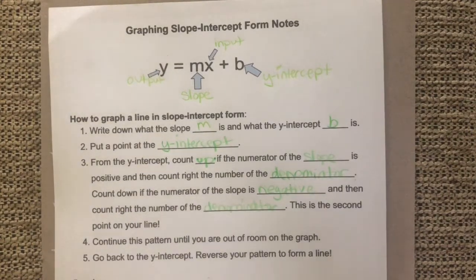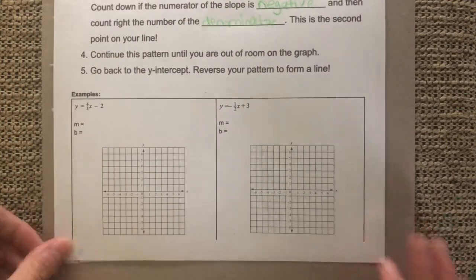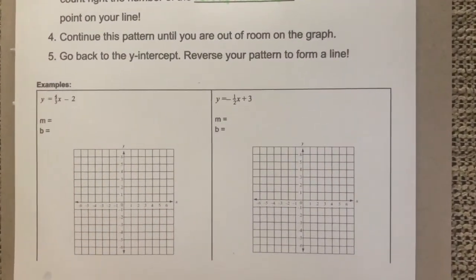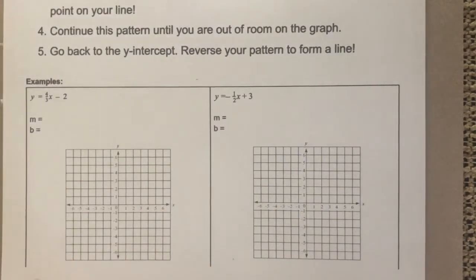So we're going to do two examples together. They're on the bottom of your notes. Zoom in a little bit. So we're going to graph these two examples. And the first thing I need to do, again, I know I can't see the notes up here, but you should have them written down, is write down what the slope m is and what b is.